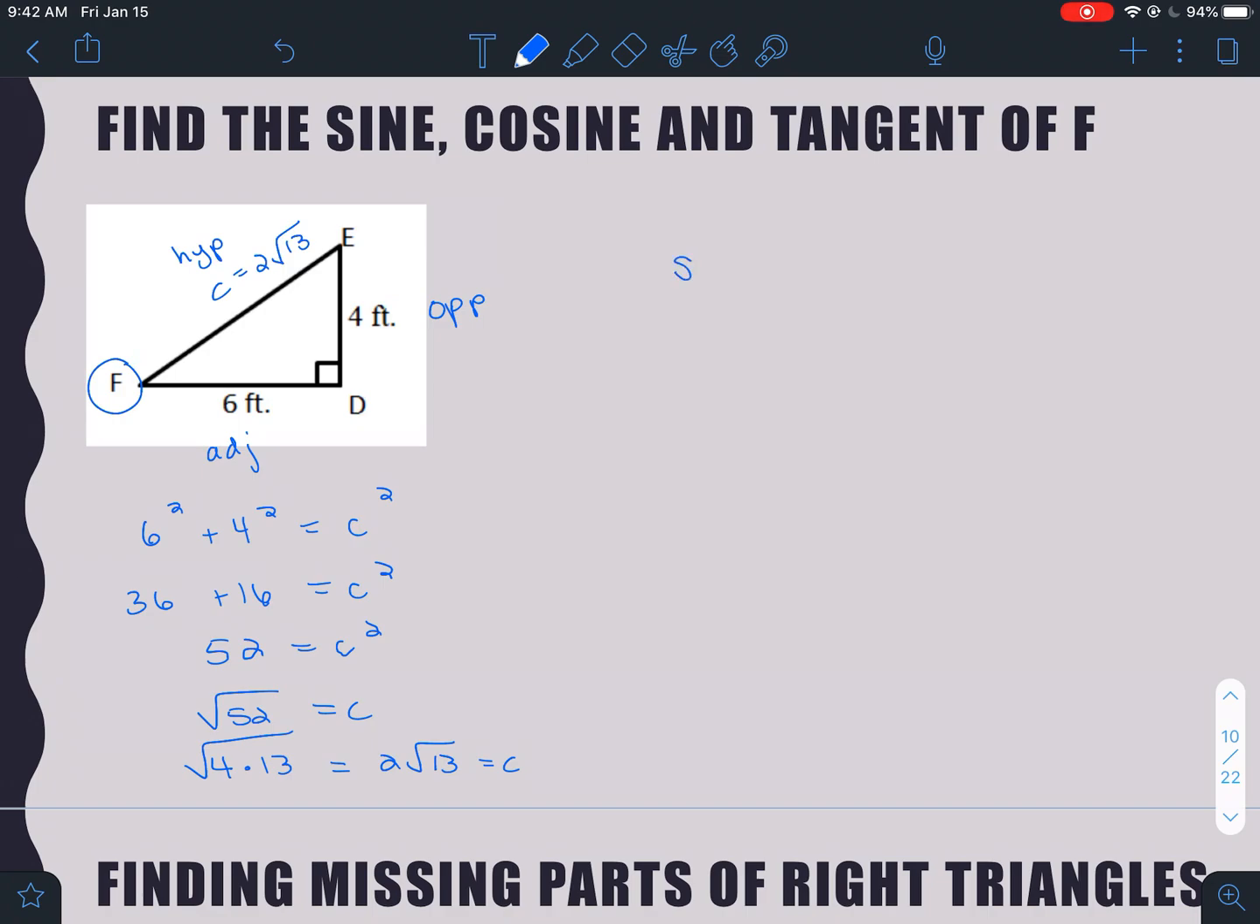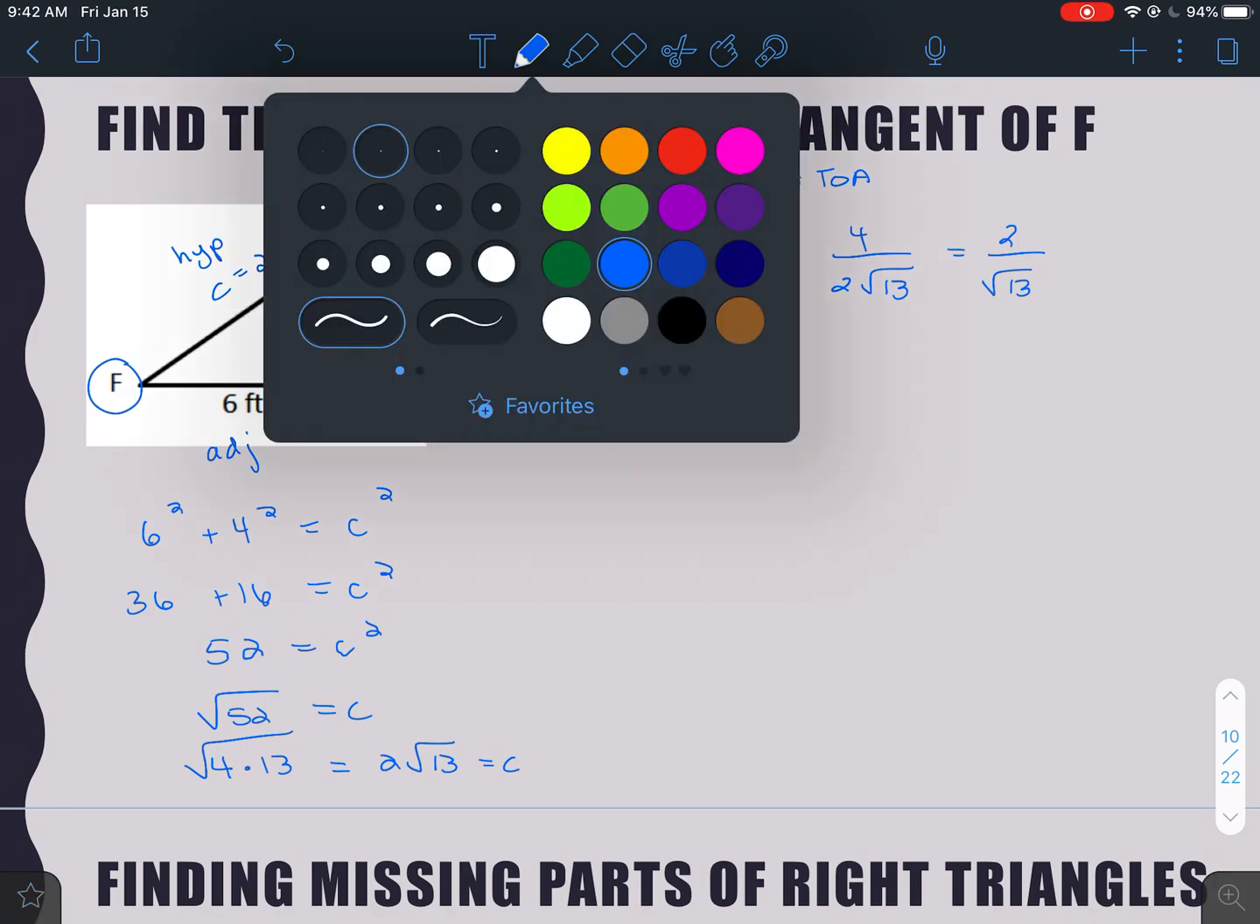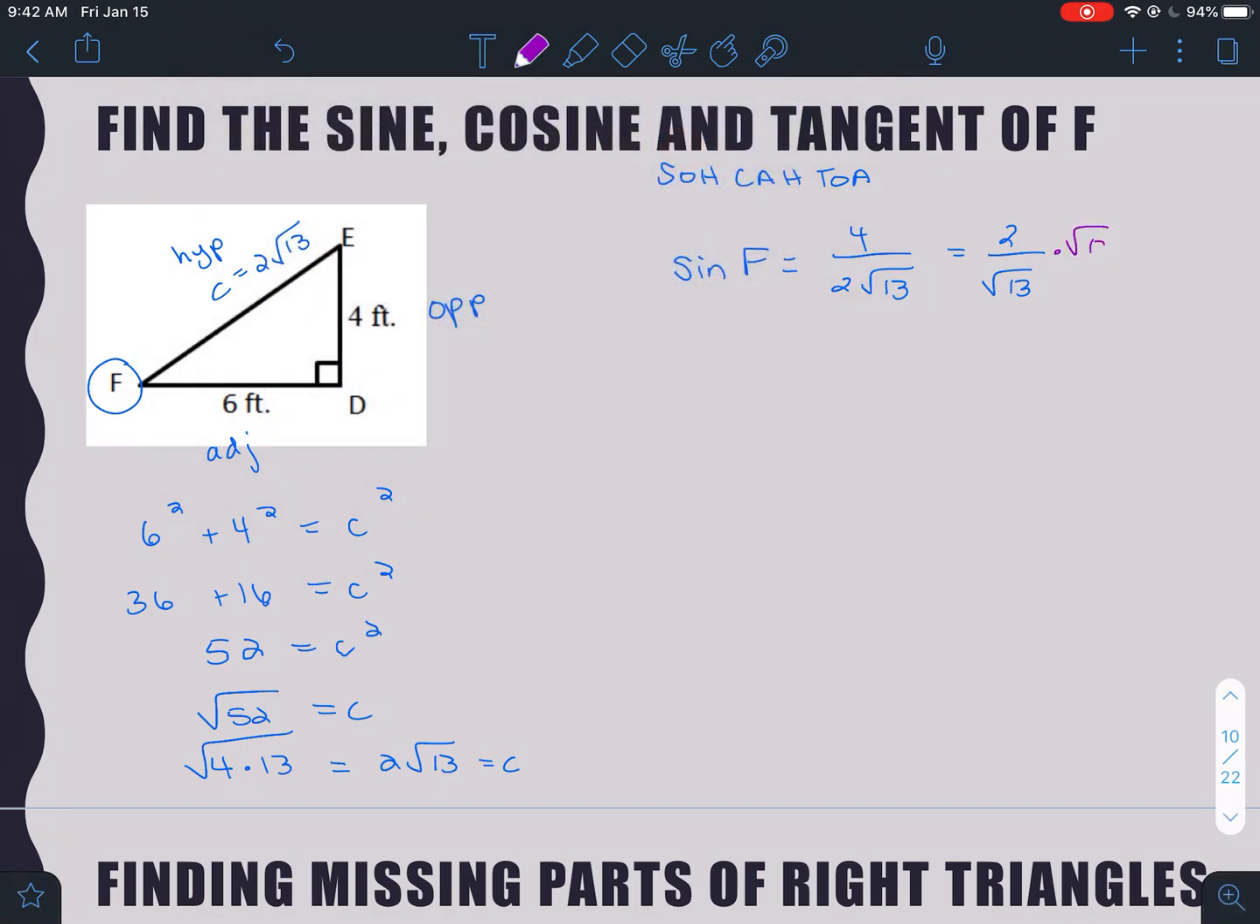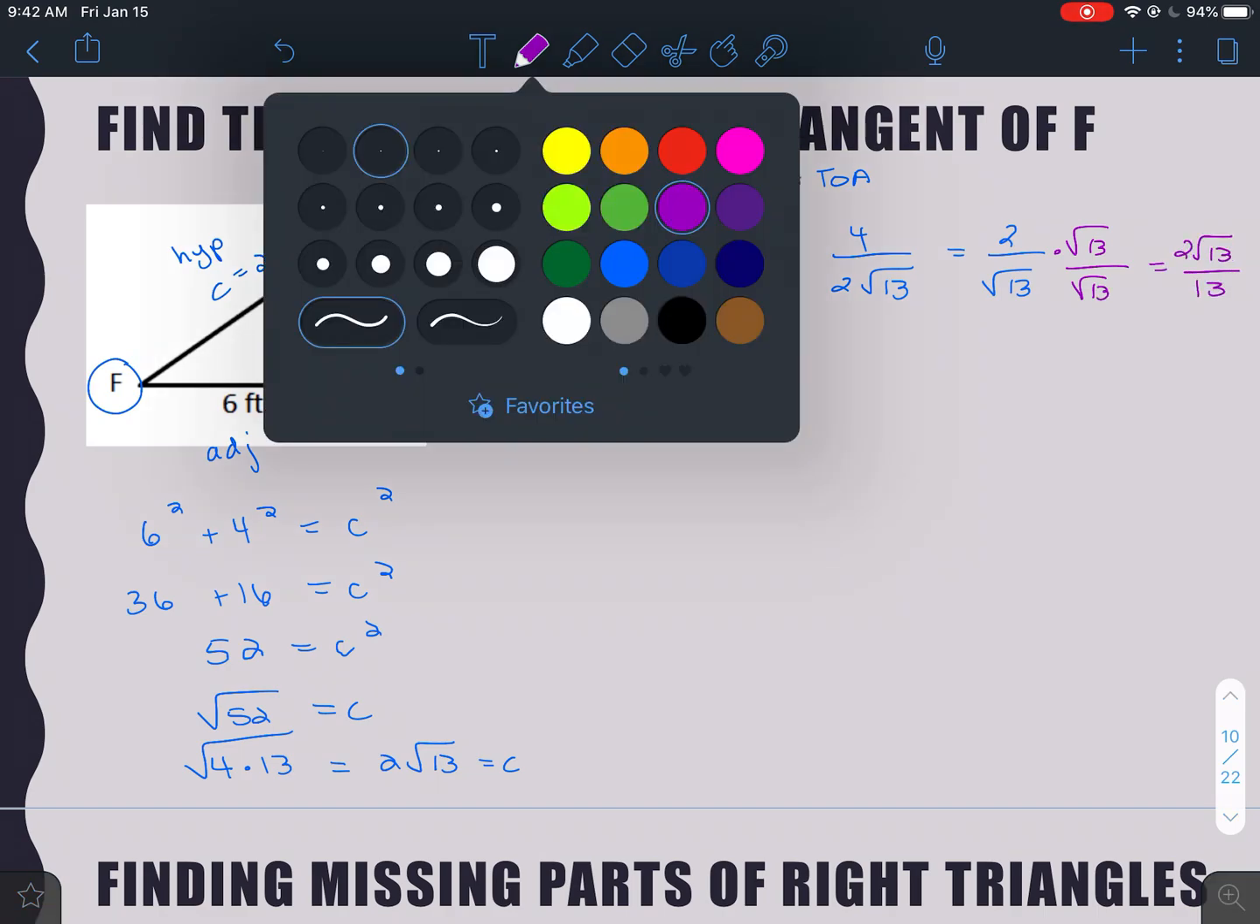All right. And so the sine of angle F is going to equal the opposite over the hypotenuse. So remember SOHCAHTOA, opposite over hypotenuse. So it'll be 4 over 2 square root 13. I am going to reduce that to 2 over square root 13 because 4 over 2 would reduce to 2. And then rationalize. So multiply by square root 13, multiply by square root 13. And we would have 2 square root 13 over 13.